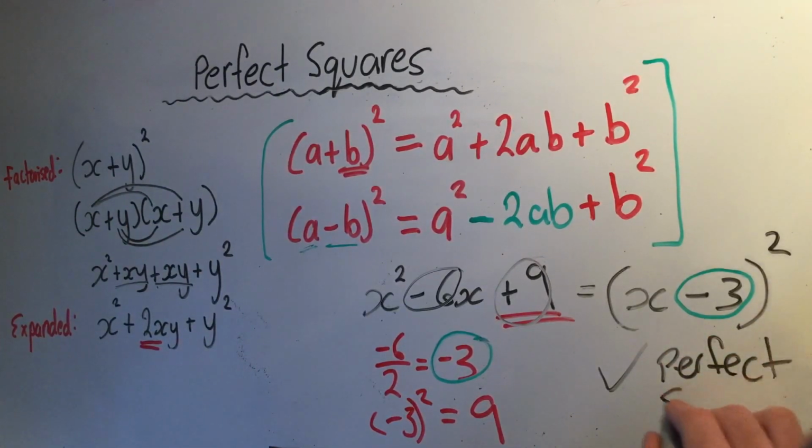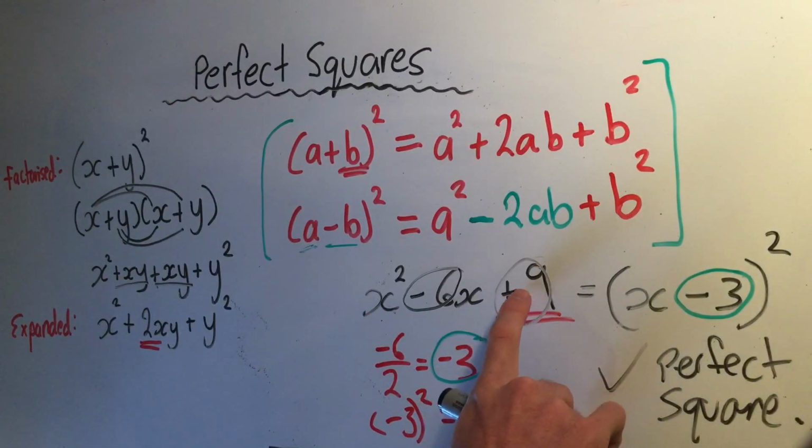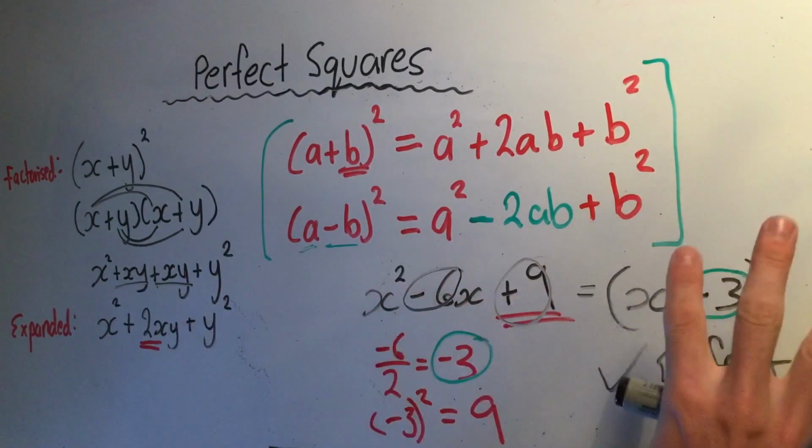So that is how you check. If there was any other number besides 9 there, then it would not be a perfect square.